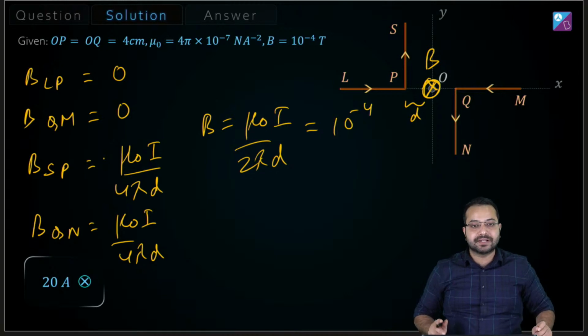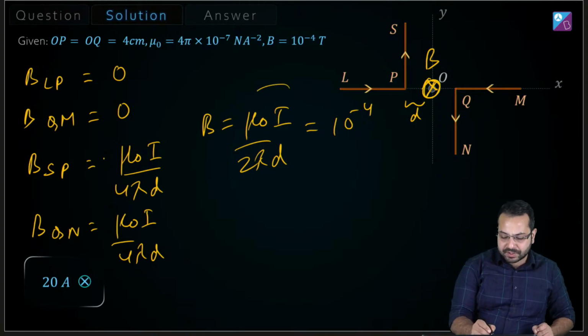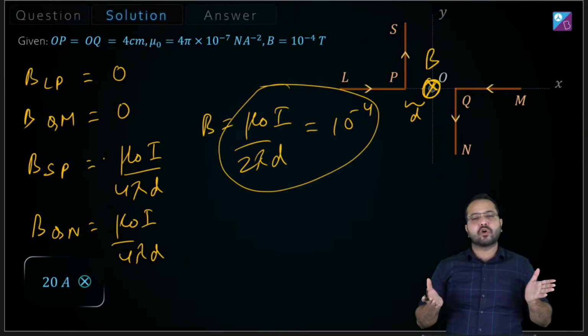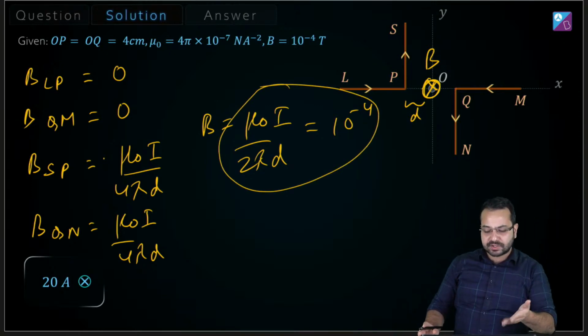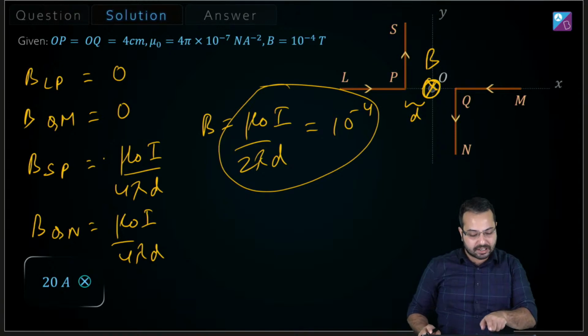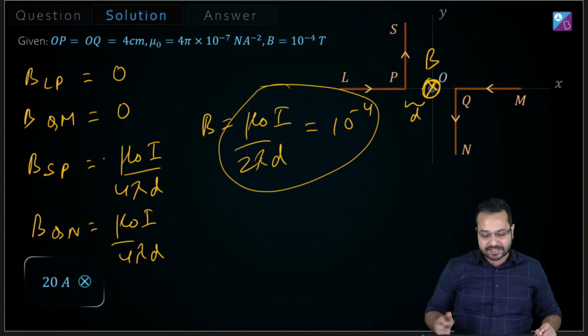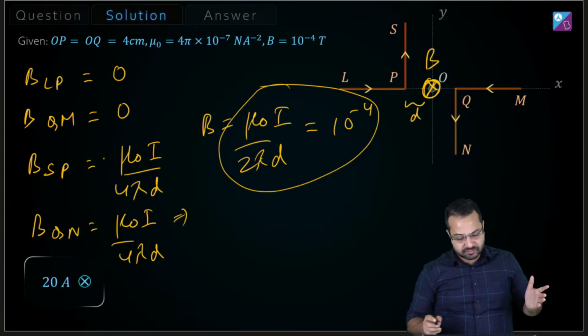Okay. So Swali is asking, please explain 20. Very simple. From here, just do the substitution. I've not done the substitution, that's all. You can do the substitution and you can find out that the current is going to come out to be 20 ampere. That's it. Okay, if you want me to do it, I will do it.